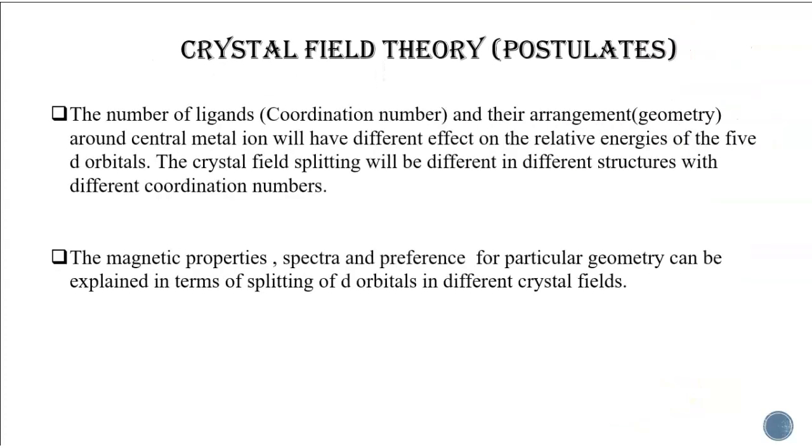So continuing with a few left out postulates, the number of ligands and their arrangement around the central metal ion will have different effects on the relative energies of the 5 d orbitals. What it means is that if we talk about coordination number 6, that is octahedral complexes, then their effect on splitting will be different as compared to that of coordination number 4 having tetrahedral geometry, okay.